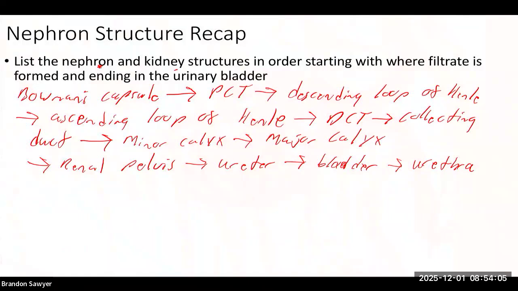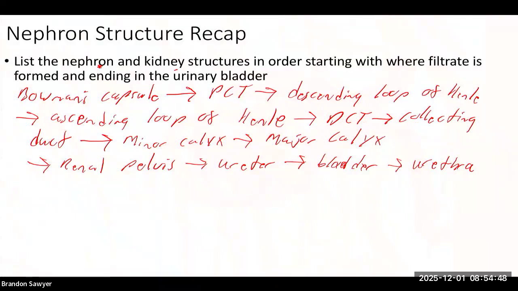Okay. So here are the steps that the filtrate, the urine, takes. That's all going to start at Bowman's capsule, where the fluid is pulled out of the blood to create the filtrate. Then it goes right to the proximal convoluted tubule, then down the descending loop of Henle, makes the U-turn, comes back up the ascending loop of Henle into the distal convoluted tubule, and then to the collecting duct. And when it leaves the nephron, it dumps into the open part of the kidneys.